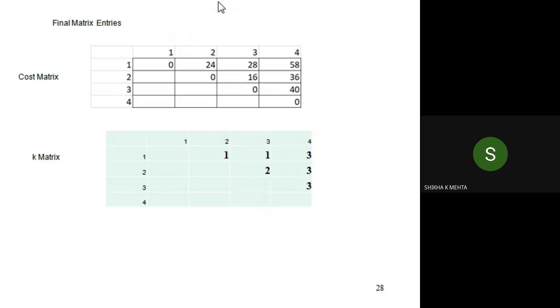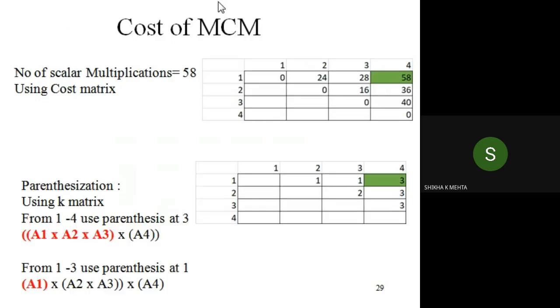That means for multiplying all the matrices from 1 to 4, we can perform the multiplication with the best cost, or you can say the minimum cost, of 58. Now we know this is 58, but where to put the parentheses? The main problem is where to put the parentheses. For 1 to 4 we have the value 58, and for the same position the k value is 3. So that means we have to put the parenthesis at the third position.